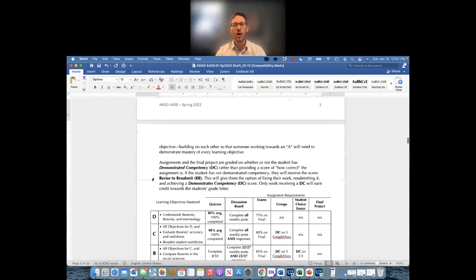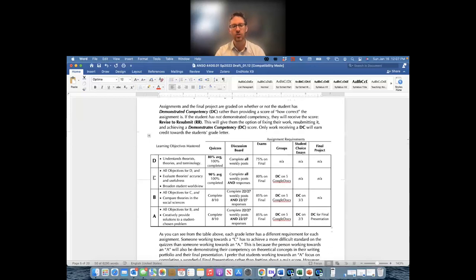Okay, so how the grading then works. Here is a table that shows you exactly what you need to do to get any of the grades for this class. So first, what you'll see is that these columns are all of the assignments, and the rows are the grade levels. Okay, so for someone who wants a D, you just follow this line and you will look at exactly what you need to do to get a D in the class.